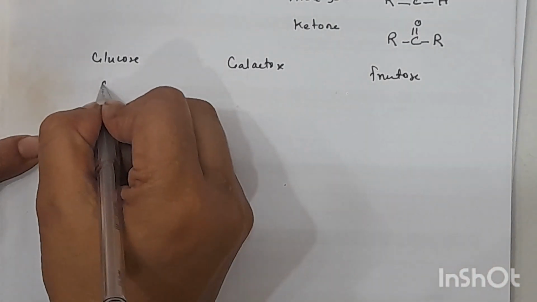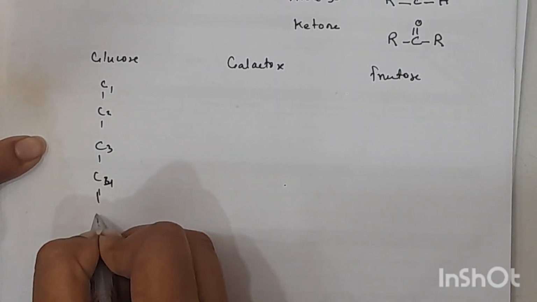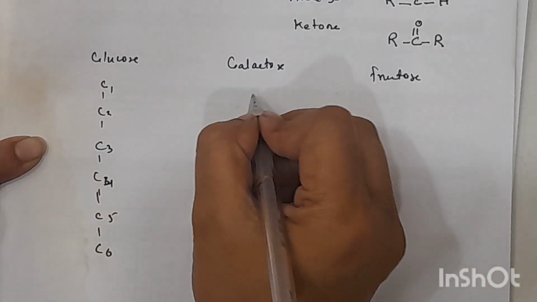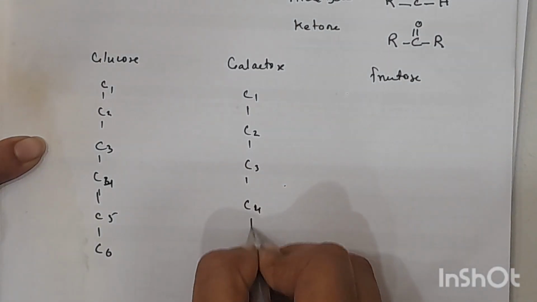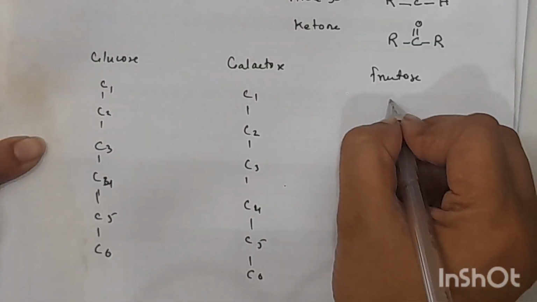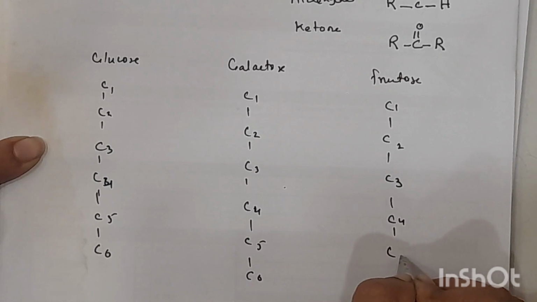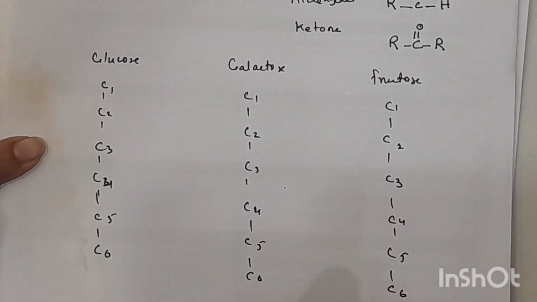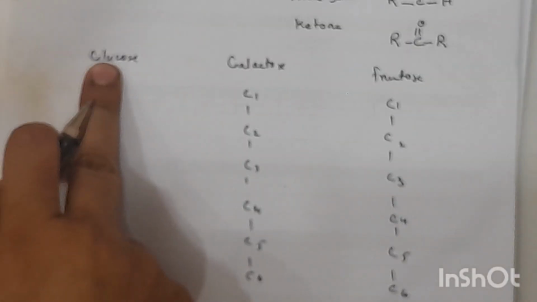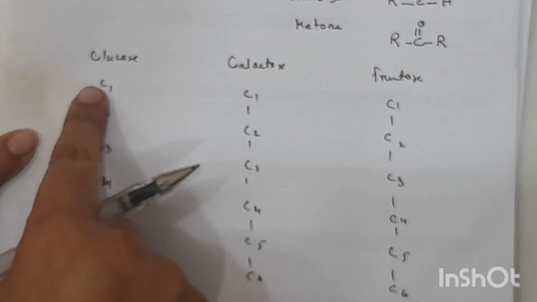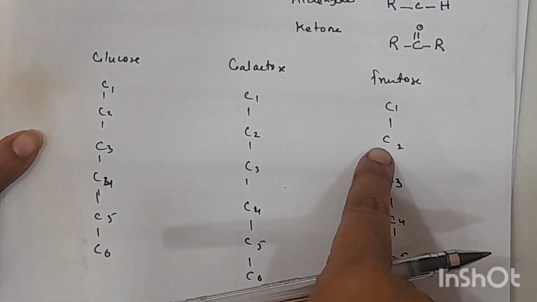Now in the carbon skeleton: carbon number 1, 2, 3, 4, carbon number 5, and carbon number 6, for each of the three sugars. The next thing you have to remember is that for glucose and galactose, we write the functional group on the first position, but for fructose we write the functional group on its second carbon.